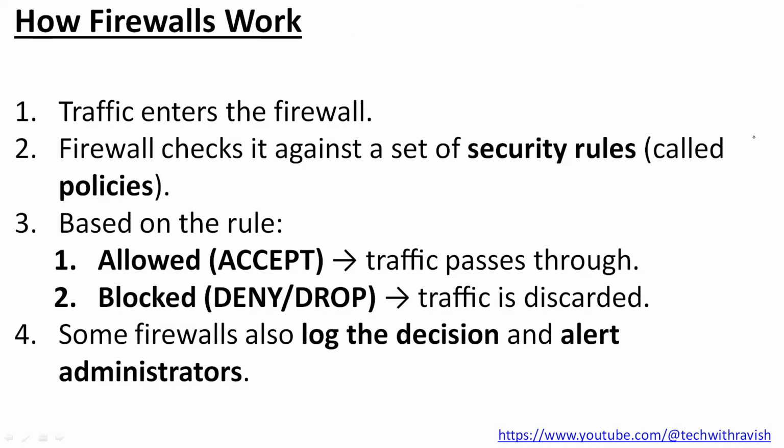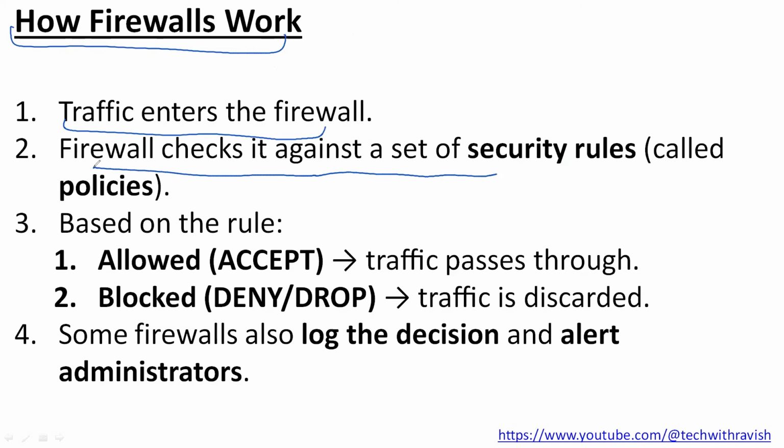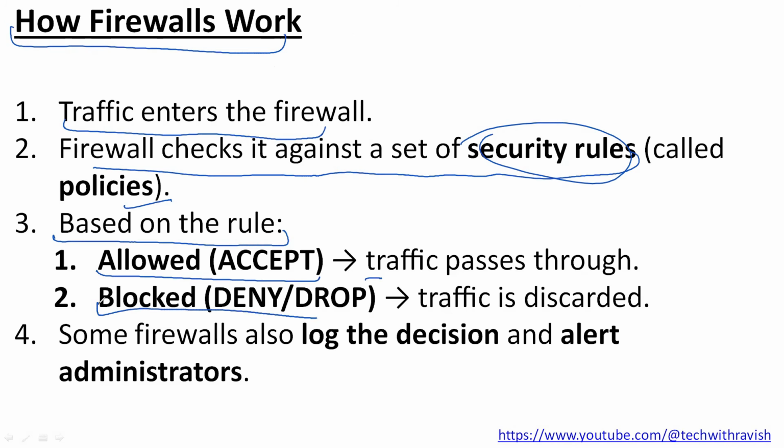How does the firewall work? The traffic enters the firewall, then the firewall checks it against a set of security rules, known as policies. Based on those rules, it will allow the traffic to pass through or block it. Two functions are there. Or it can discard some traffic, like when multiple traffic flows are coming to the firewall.